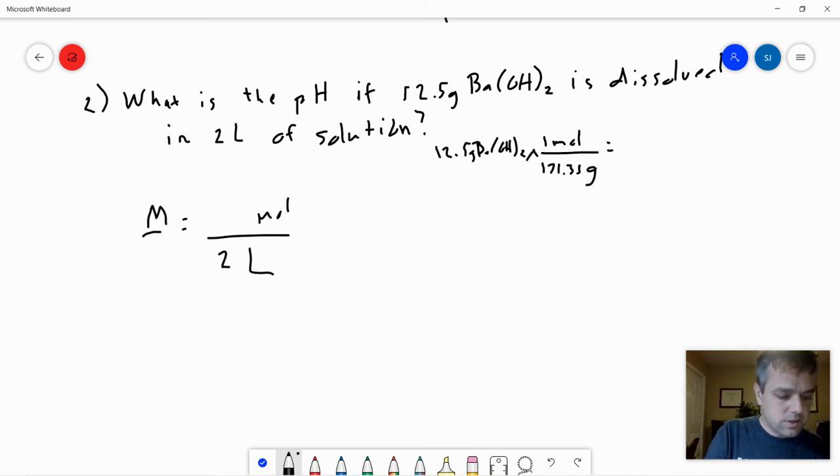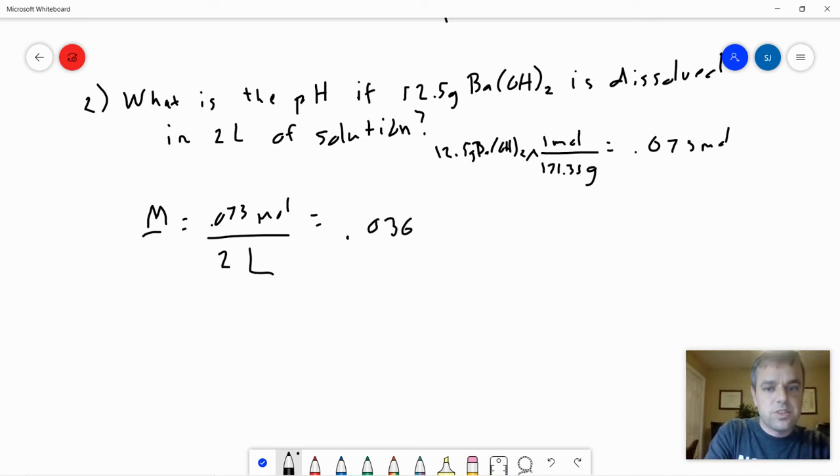So that gives us 0.073 moles. We divide that by 2, and so that comes out to be 0.036 molarity. That's the molarity of the barium hydroxide.